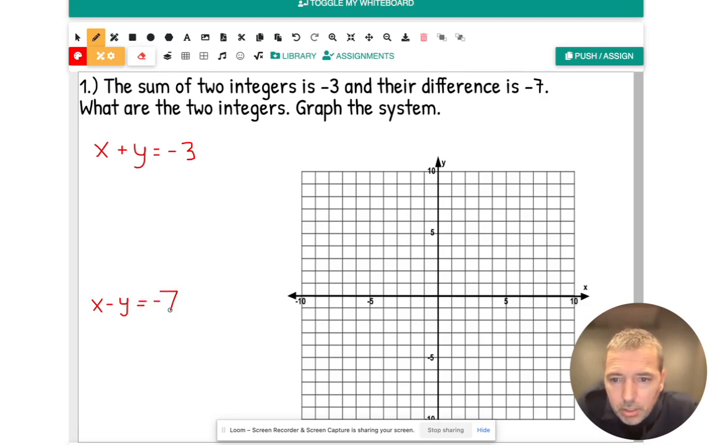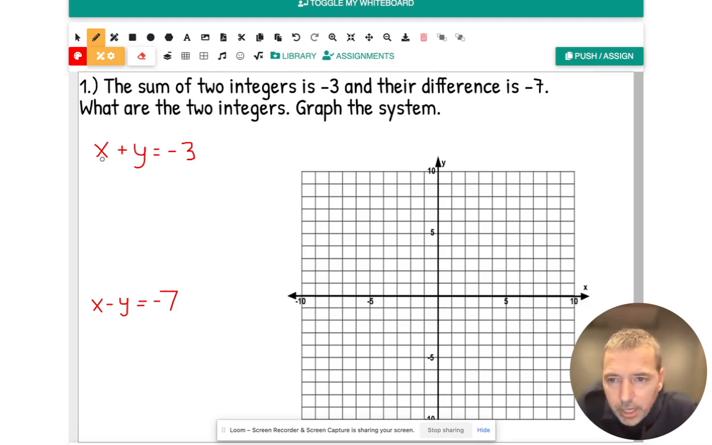So again, you could be thinking of numbers that maybe would work, but I think it'll be quicker if we just get these ready to graph and graph them. So we know that to graph them, we need them to be in slope-intercept form. We need them to be y equals mx plus b. That means we need to get the y by itself, right?